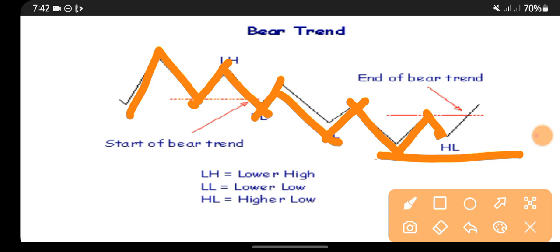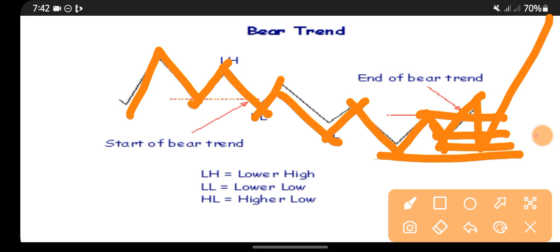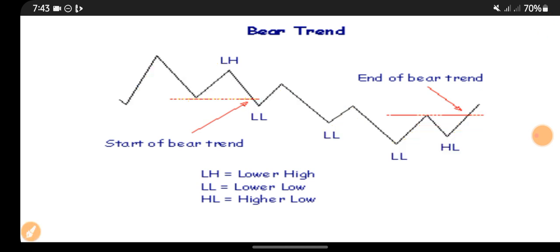Price stayed above the previous lower low and then broke the previous lower high. So that indicates a potential trend change. So in this case, what you do is wait for the price to come somewhere here. That's when you buy. That's it. That's how it works.